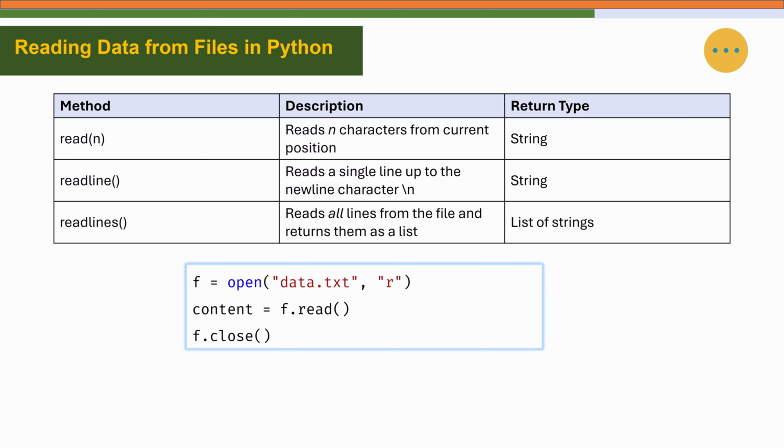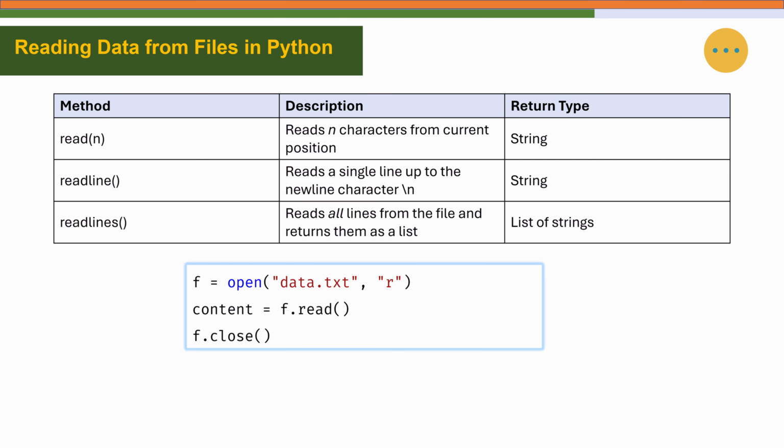Once a file is opened, you can read its contents using several built-in functions. Read reads a specific number of characters from the current position in the file. If you do not pass any argument, it reads the entire file in one go. The readline method reads a single line from the file, that is, everything from the current position up to the next newline character, that is \n. It is useful when you want to process a file line by line.